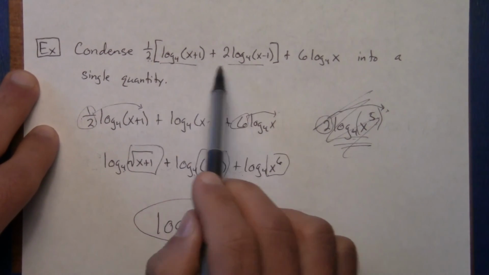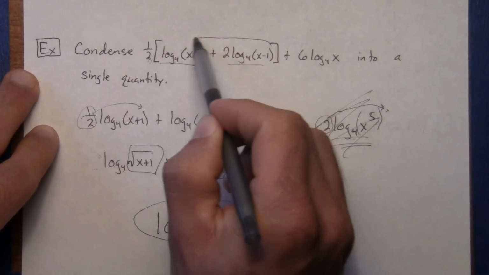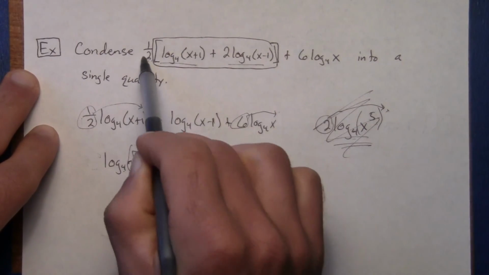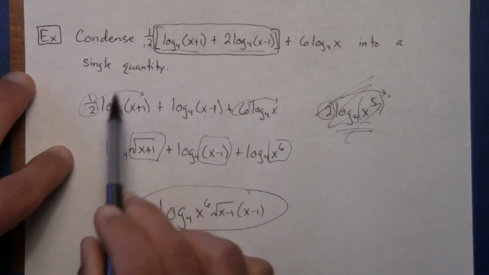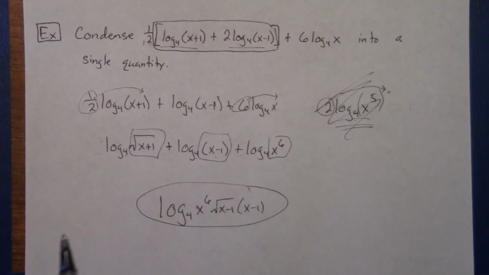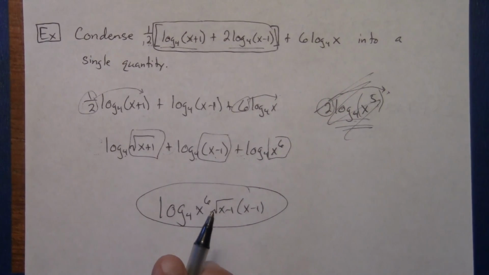Just a quick mention, if you wanted to, you could have combined these together right away and then taken the square root. I tend to like to distribute first. I showed you an example of both in the notes. Kind of up to you how you want to do that.